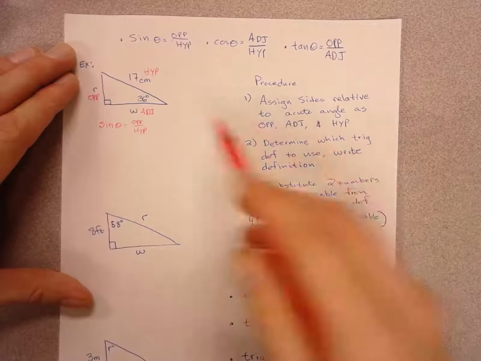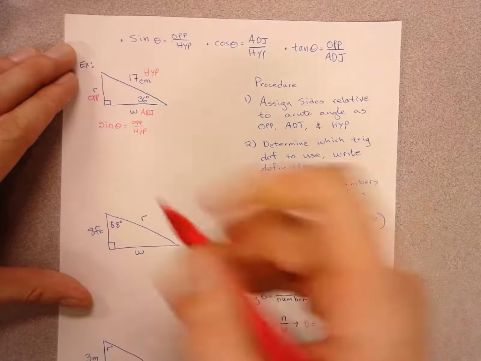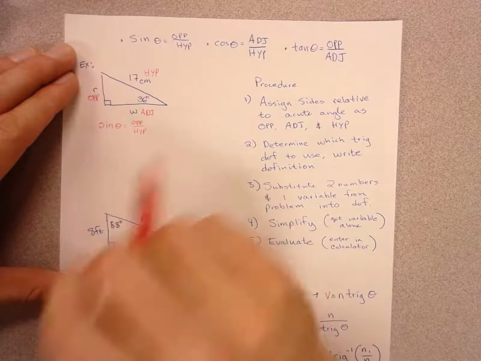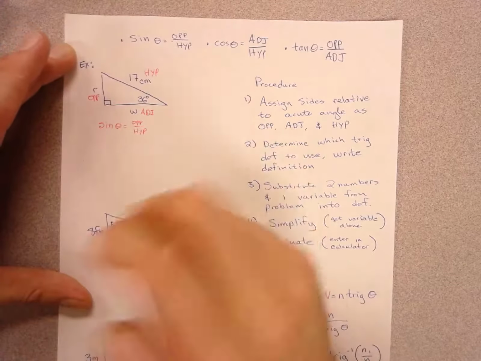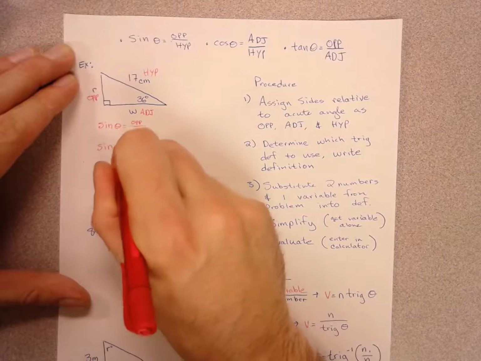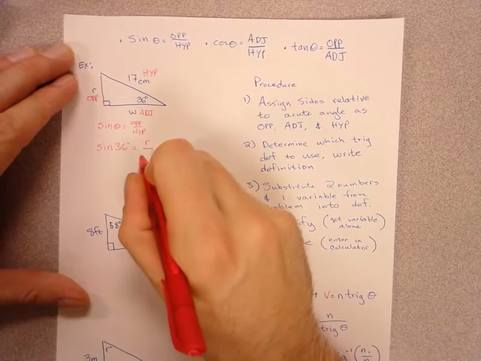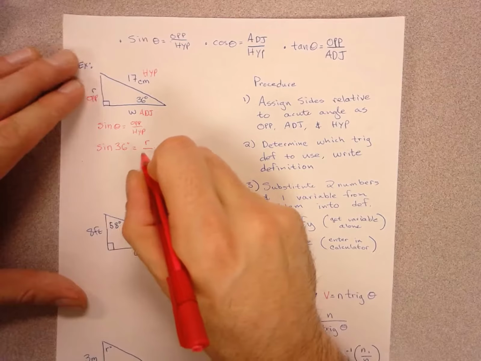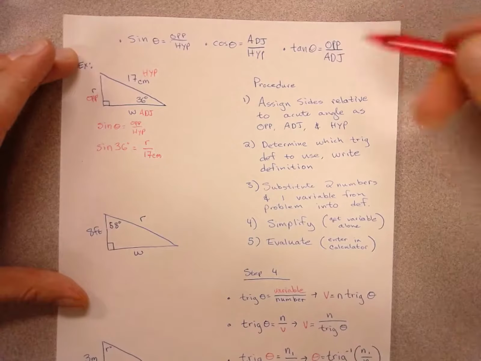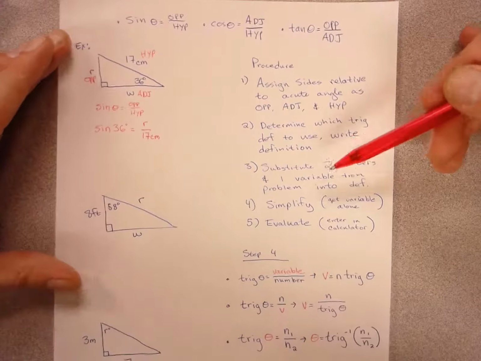For step three, we are going to recopy this definition, substituting the values from the problem. There are three values here, theta and two side lengths. Two of them are going to be known from the problem, and one is going to be an unknown variable. So the acute angle I'm using is 36 degrees. The opposite side is lowercase r, and the hypotenuse is 17. So that is step three. Substitute in the two numbers and the one variable from the problem, and then simplify.